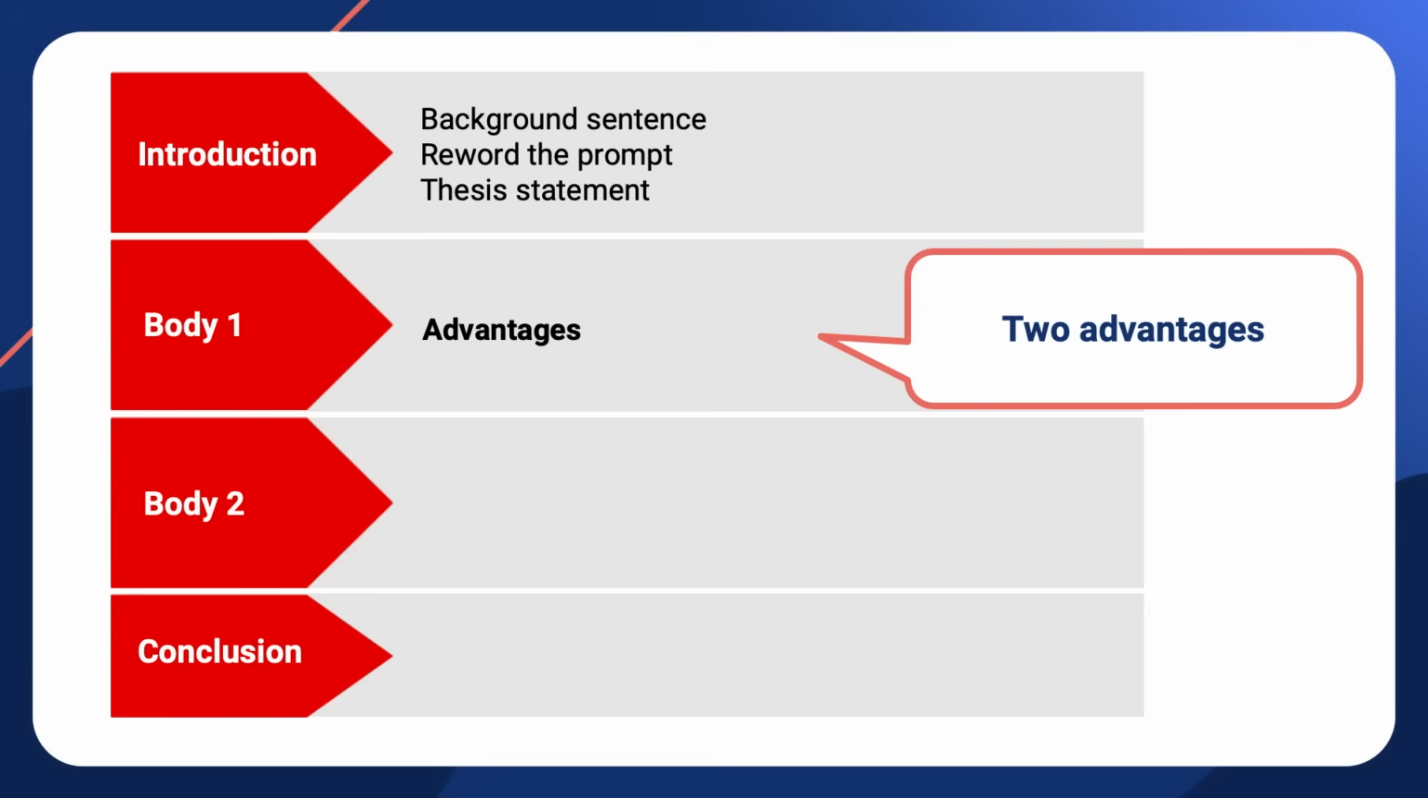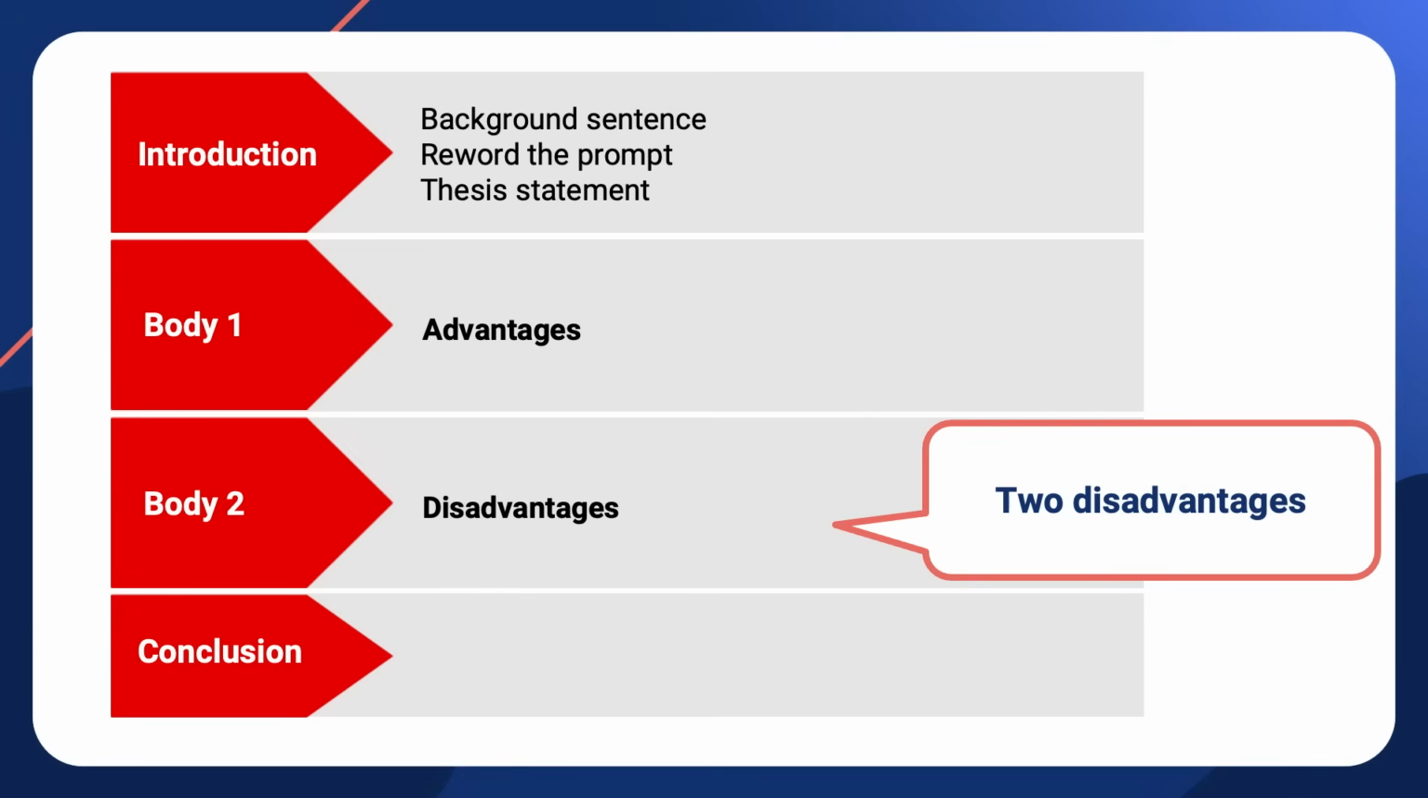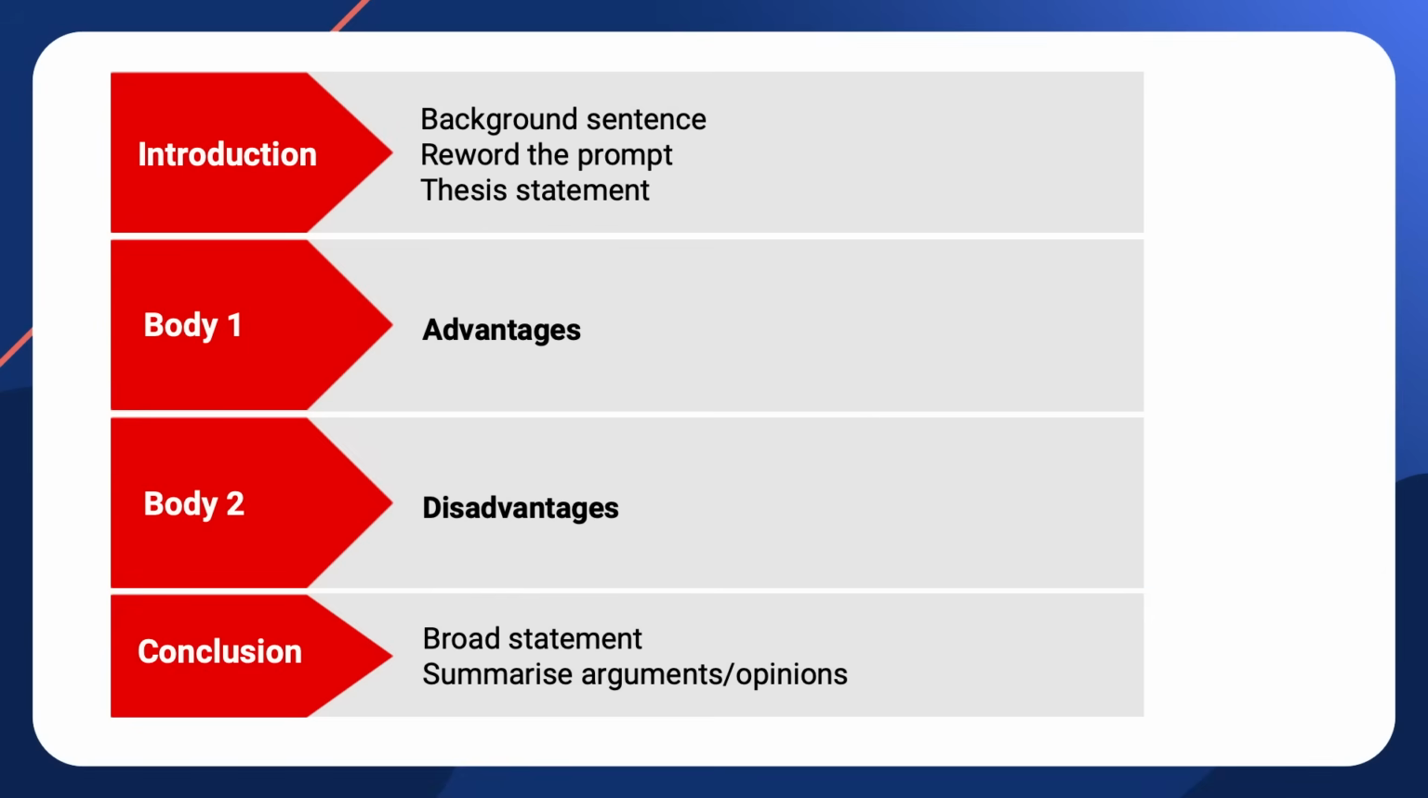If you said 2 advantages, you're correct. In the second body paragraph, you're going to discuss the disadvantages. And of course, again, you're going to outline 2 disadvantages. Keep it consistent. Finally, in the conclusion, you're going to make a broad statement and you're going to summarize your arguments or opinions, which means you need to summarize very briefly what the advantages and disadvantages were in the essay.